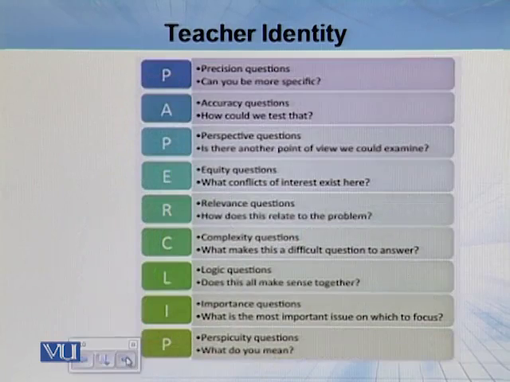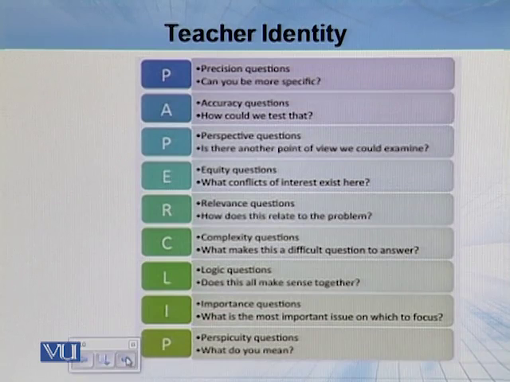Using PAPERCLIP, we start off with precision questions, or in other words, questions which are helping the reflective practitioner become more aware of the situation and the details in the situation. For example, as a reflective practitioner, you might ask yourself, can you be more aware of what is going on? Can you be more specific about what is going on? Accuracy questions: how could you test that particular assumption? How could you get a better understanding of whether the assumption is true or false?